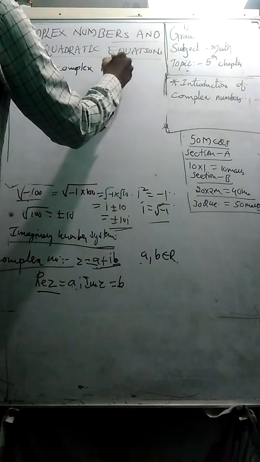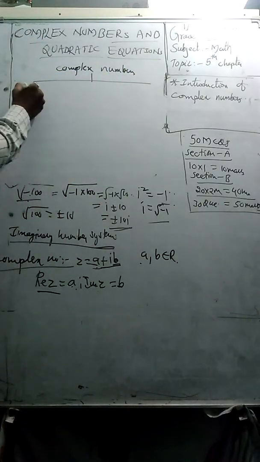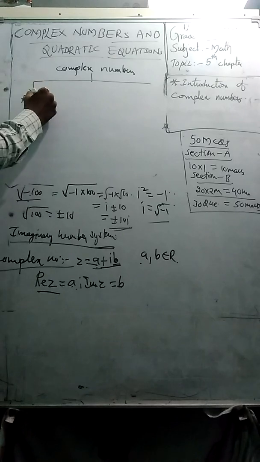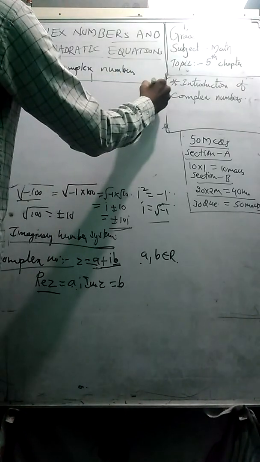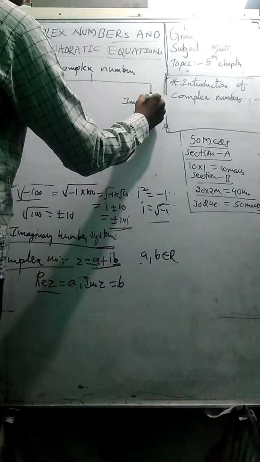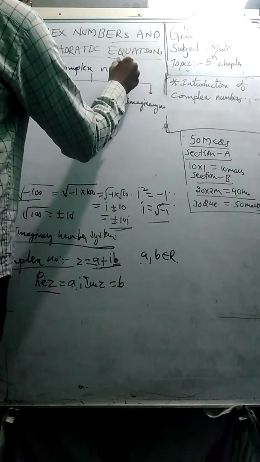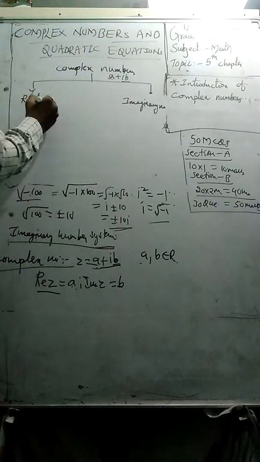Complex numbers. Complex numbers are divided into two parts. First is real numbers, and then imaginary numbers. These are in the form of ib. This is the imaginary part, and this is the real part.